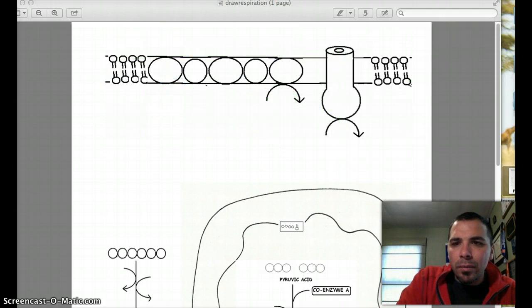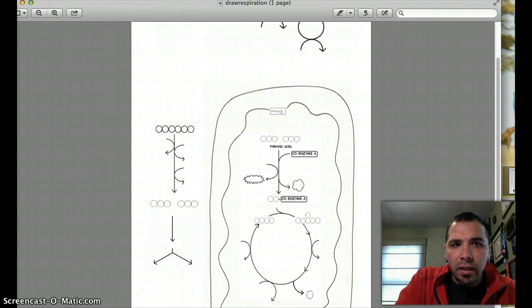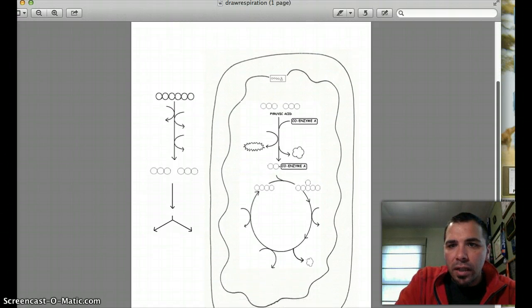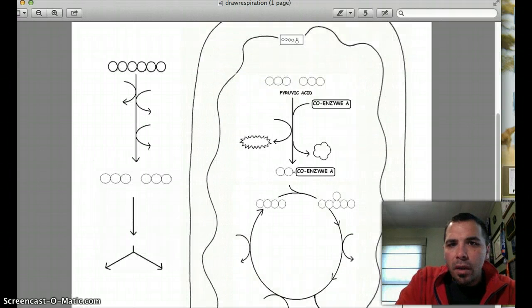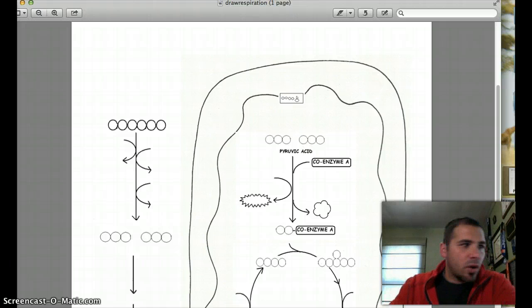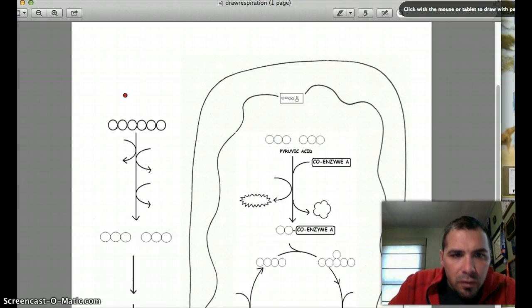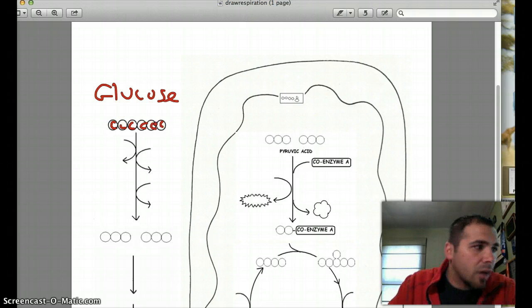Now let's scroll down a little bit. I may have to make this a little bit smaller so you guys can see everything. So I apologize. Let's see, maybe just have to cut it in half. All right, so now we're showing you some other parts of the process. So over here is glucose, 1, 2, 3, 4, 5, 6 carbons. What's going to happen is this is essentially glycolysis.